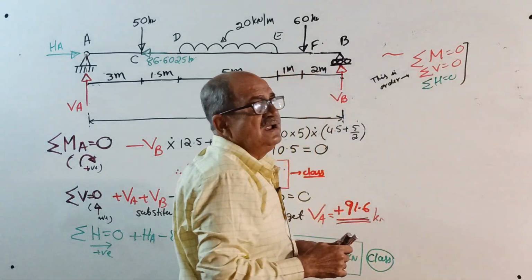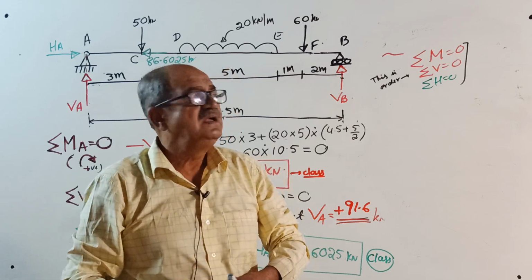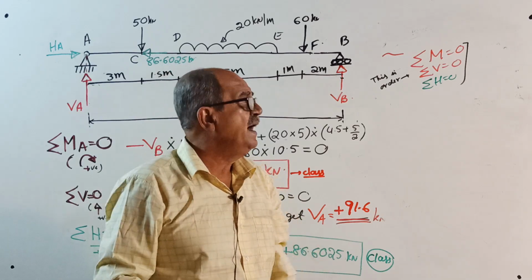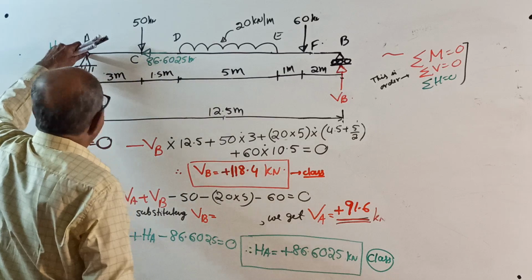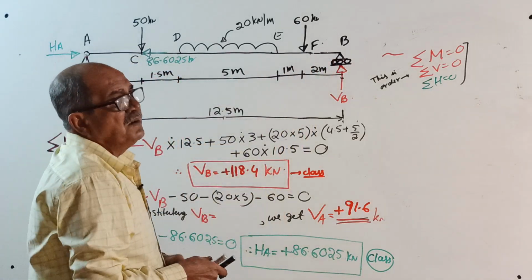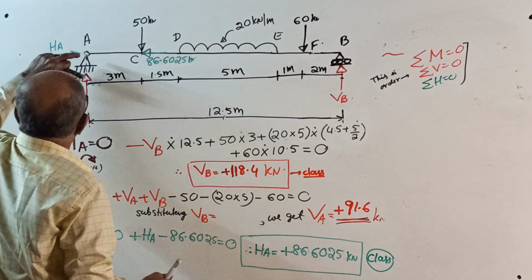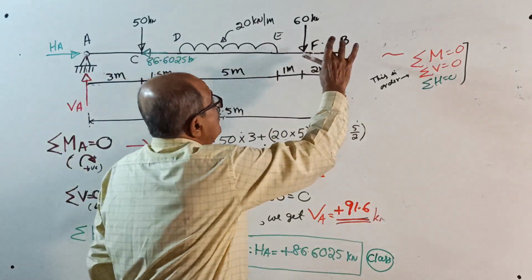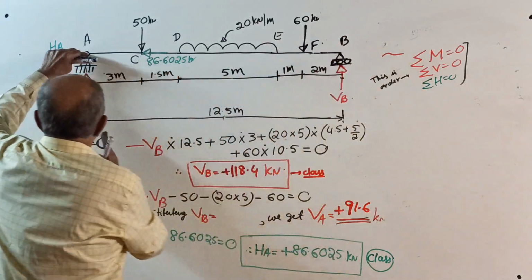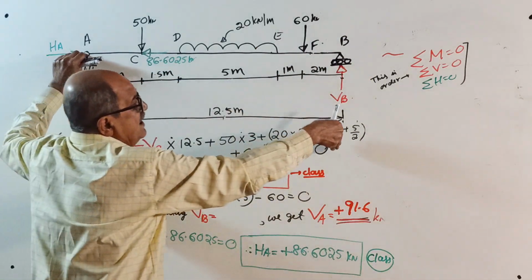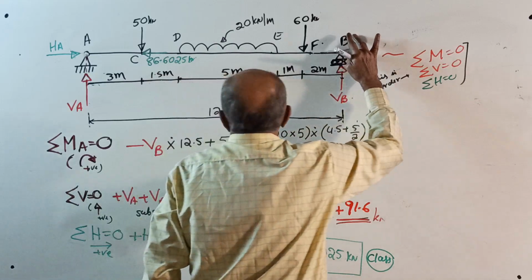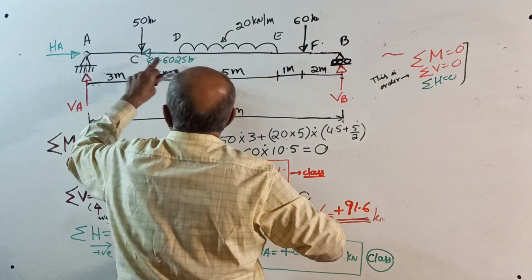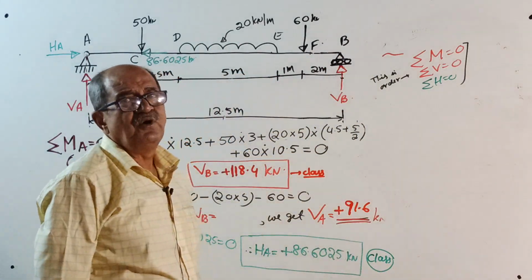When you take moment about any point, not any point, you take moment about a point where an unknown is there. So about A or B, it is completely your choice. If you take moment about A, you are going to get the VB value first, because VA into 0. If you take moment about B, then VB into 0, you will get the VA value. HA and this load will not come for moment calculation.